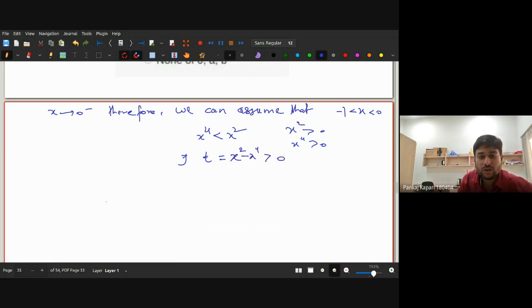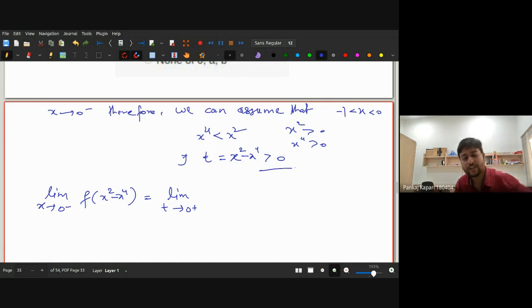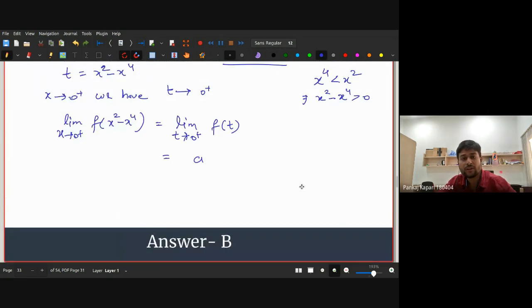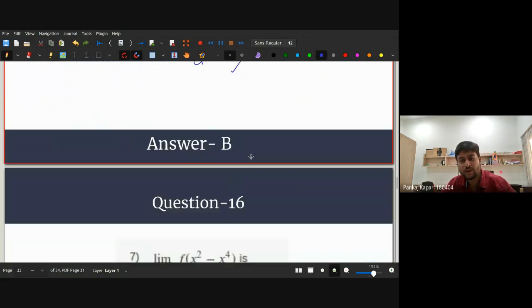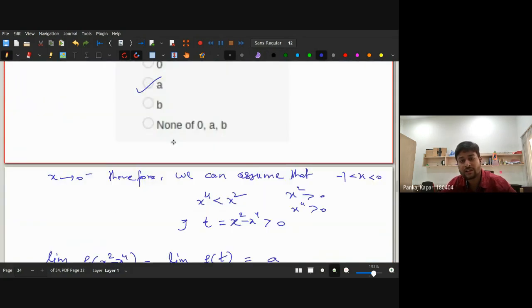And therefore, the limit, if x goes to 0 from the left hand side of f of x square minus x to the power 4, must be the same as the limit as t approaches 0 from the right hand side. Why? Because t is positive. Even though x is negative, t is positive, and this is f of t. So this is again a. So again, the second option is correct.